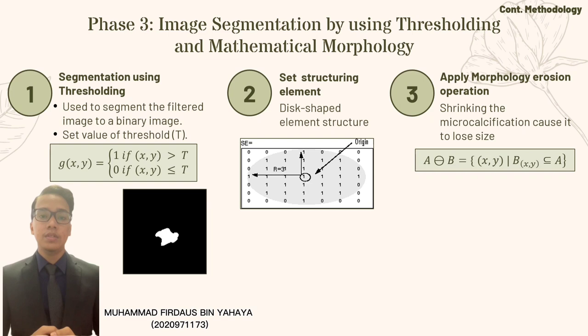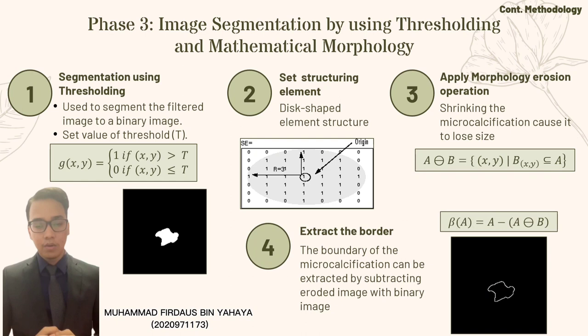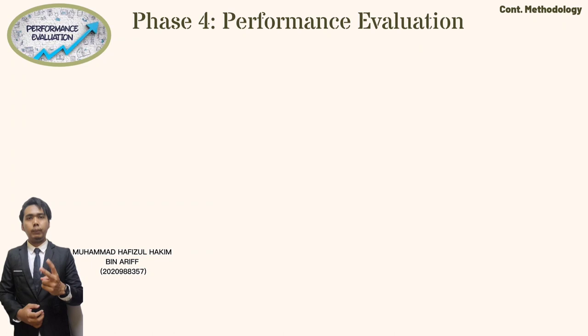And the last step is to extract the border of the microcalcification by subtracting the erosion image from the binary image in order to produce a new image of the tumor outline. Next, we go to phase 4, performance evaluation. The performance was evaluated in 2 parts, accuracy and sensitivity.